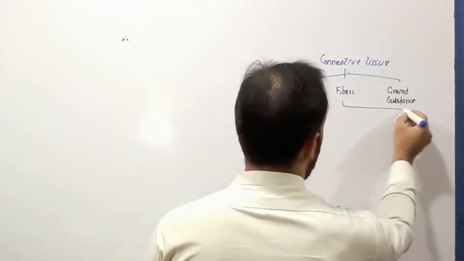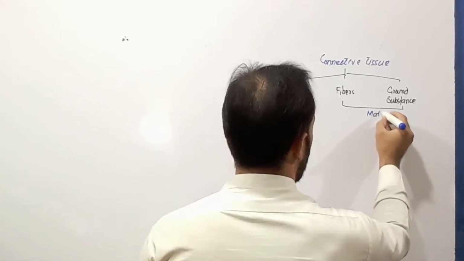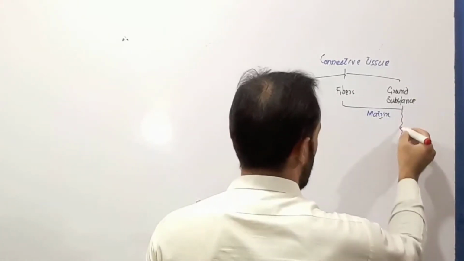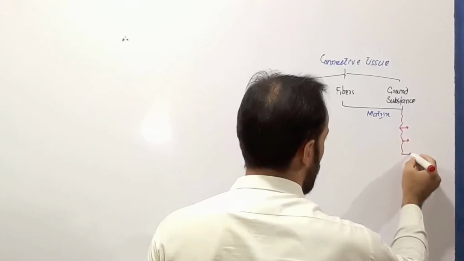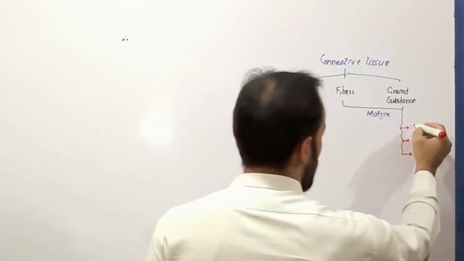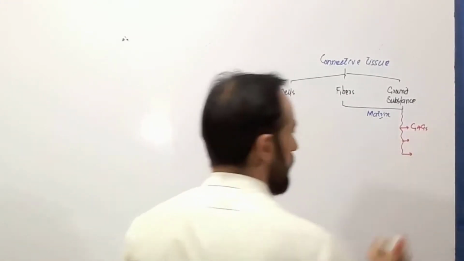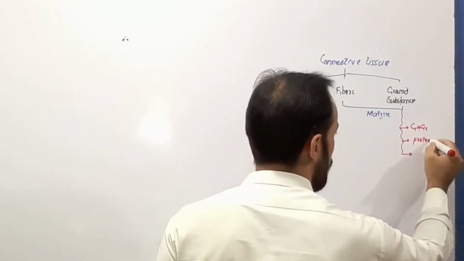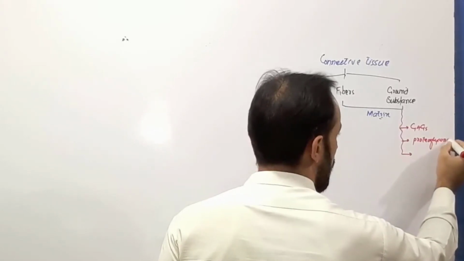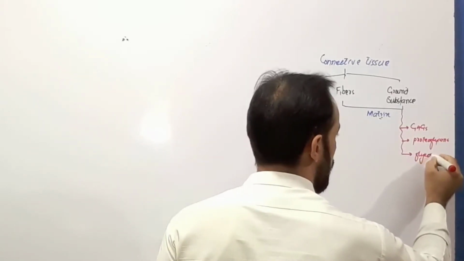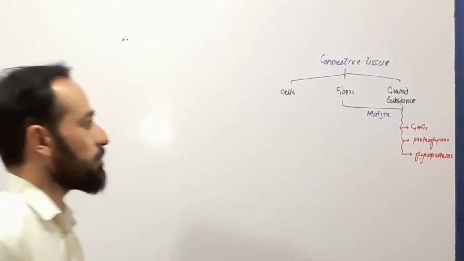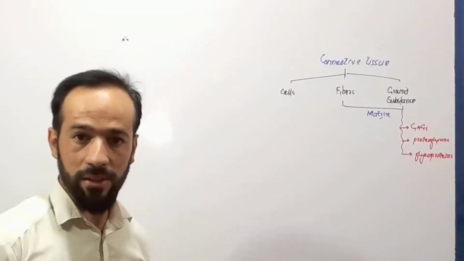Let me write it here. Both of them are called the matrix of the tissue, but we are recording it separately. Our first lecture was about the ground substance. As you know, the ground substance of the connective tissue was composed of three important components. What were those? The GAGs, glycosaminoglycans, and the proteoglycans, and the glycoproteins. These three important components were present in the ground substance of that tissue.